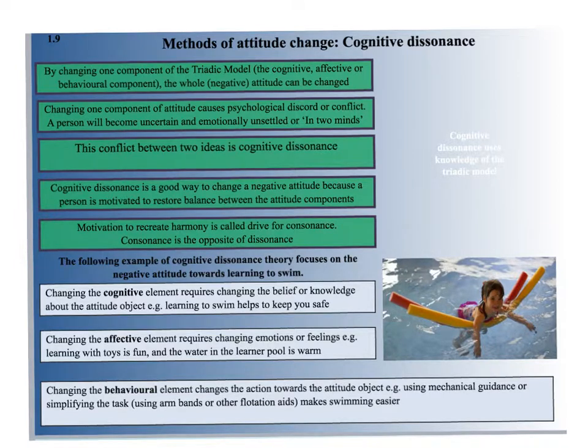So this conflict between the two ideas is cognitive dissonance. So have a think about that. Changing one of the components of the triadic model will result in that. So cognitive dissonance is a good way to change a negative attitude because a person is motivated to restore the balance of the attitude components. So we're looking at trying to get the balance back. The motivation to recreate harmony is called drive for consonance, and consonance is the opposite of dissonance. Quite a hard word to say.